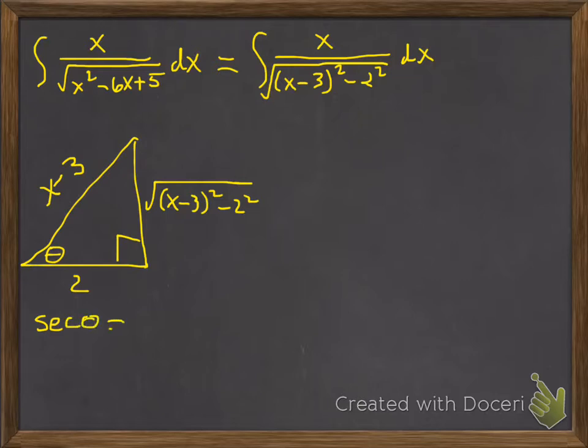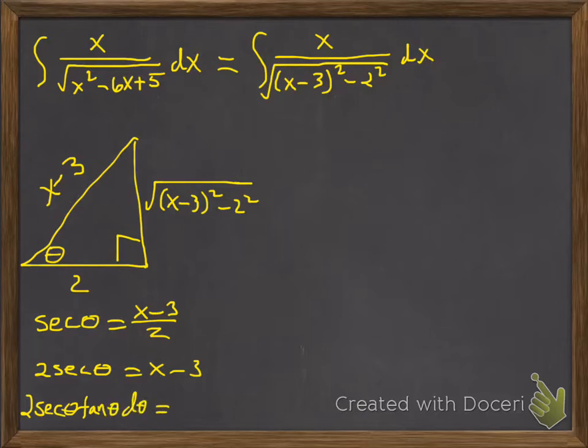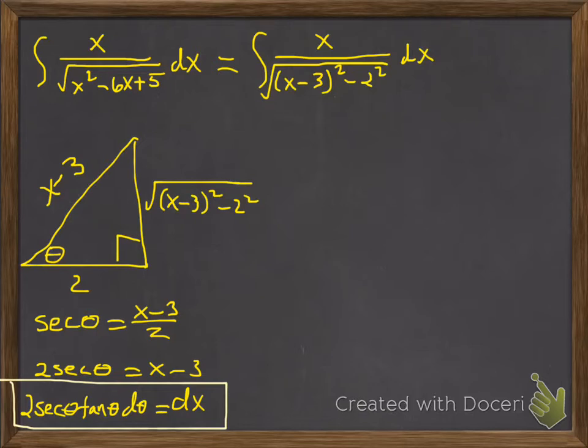So secant of theta is the hypotenuse over the adjacent side, and then we'll multiply by 2. Well, 2 secant of theta is equal to that x minus 3, so that's a little bit nicer. Now we'll go ahead and differentiate, and we have 2 secant theta tangent theta d theta is equal to dx. Okay, and that's going to be one of the things we need to substitute in there for the dx.